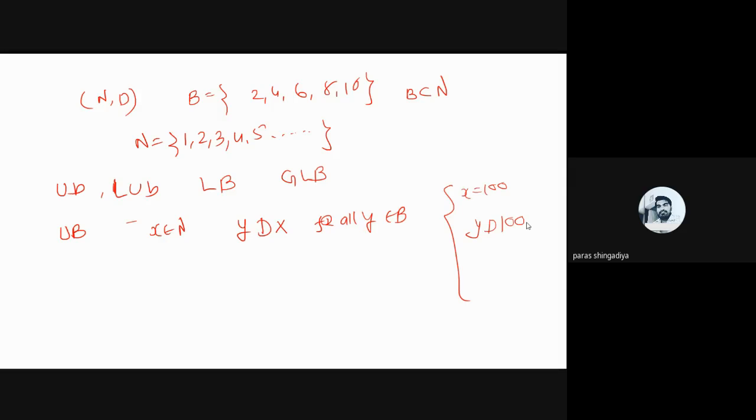Yes, 100 is not possible. So 50 will not be possible at all. So next after 100, consider 110, then after that consider 120 and so on. Which is the answer? Yes, anyone have an idea? Any answer? Any number which we can consider here which is divisible by 2, 4, 6, 8, 10?